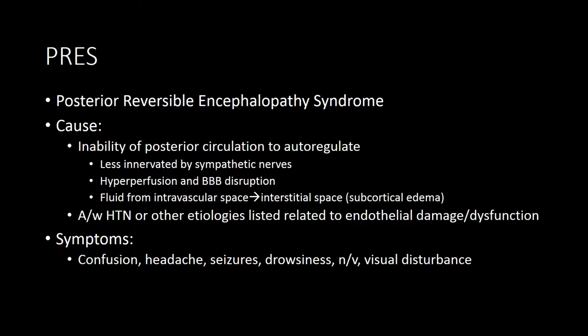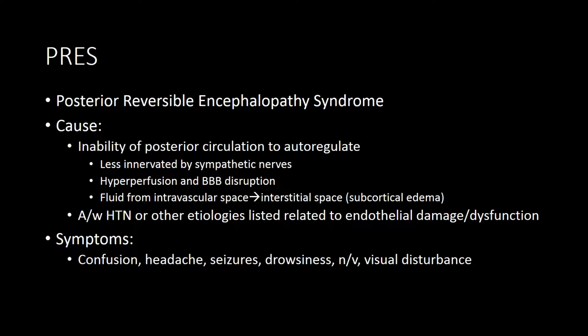Next, we'll talk about the fairly common entity you should know about called posterior reversible encephalopathy syndrome. The cause is believed to be the inability of the posterior circulation to autoregulate. So you have less innervation of the posterior circulation by sympathetic nerves compared to the anterior circulation. And this can result in hyperperfusion and blood-brain barrier disruption. And what you have is leakage of fluid from the intravascular space into the interstitial space, resulting in subcortical edema, which is why this typically initially presents with vasogenic edema and not cytotoxic edema.